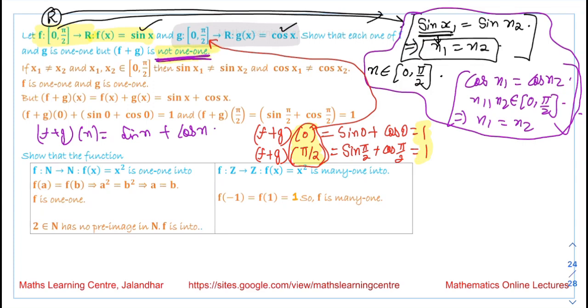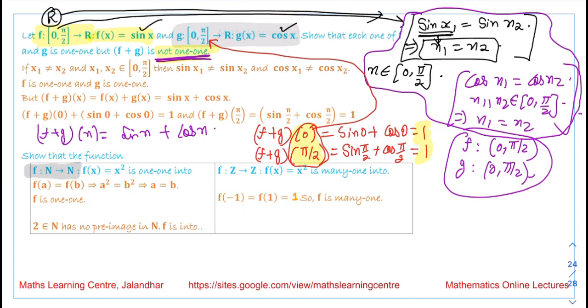It is important to note over here that if this function f is defined from the open interval 0 to pi by 2 and g is defined from the open interval 0 to pi by 2, then the answers will change. Next question we have is, show that the function f defined from N to N, from the set of natural numbers to natural numbers, and f(x) is equal to x square is a one-one into function.